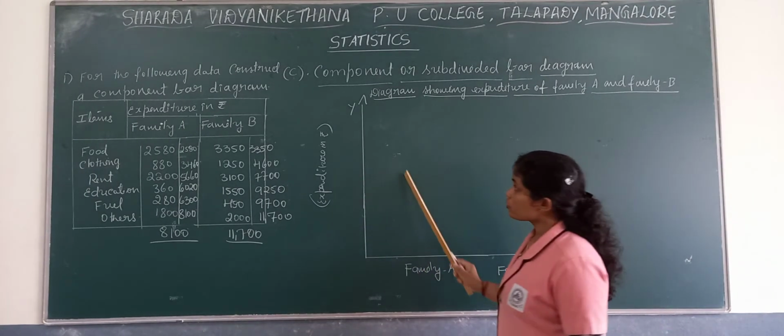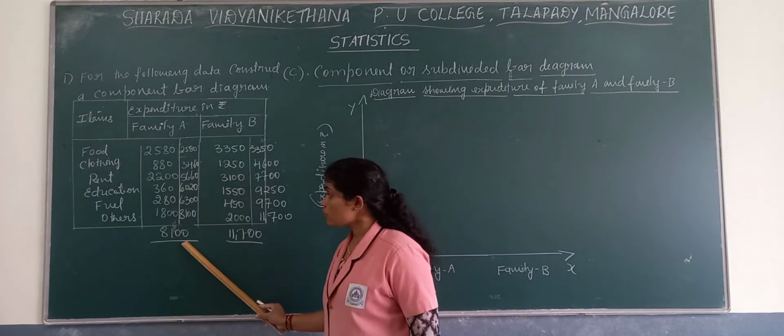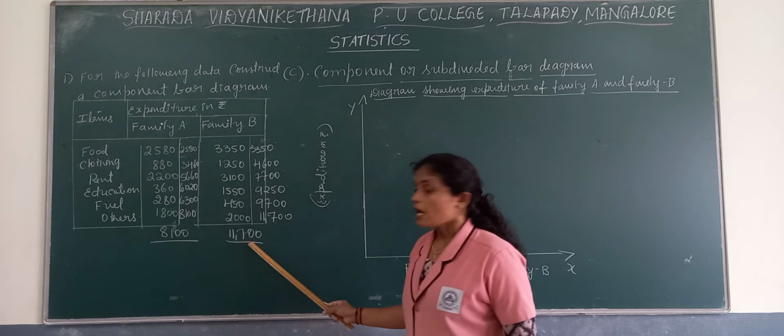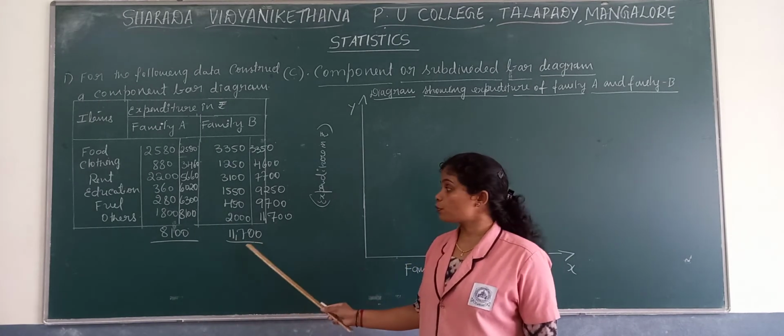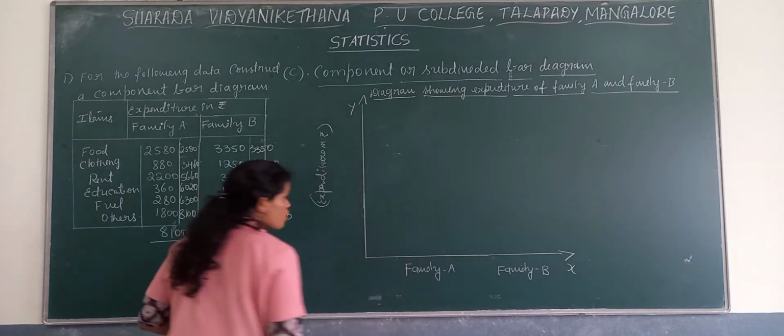Now we need to represent the bar diagram. Through the bar diagram we need to represent it. Now what is the total? 8100 and here 11,700. Up to 12,000 we need to represent the value.